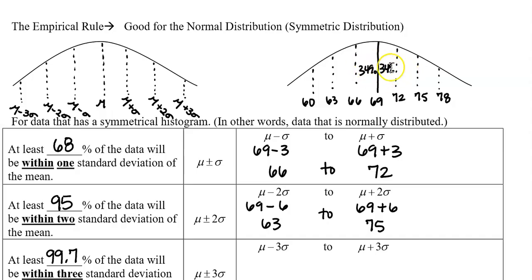Now we already have 68% of that data between the 66 and the 72. So to figure out how much is between the 63 and the 75, we will do 95 and subtract 68. 95 minus 68 gives us 27. And then I will divide that 27 by 2 to split that up between here. So there's 13.5% of the data there and 13.5% of the data there. And I got that 13.5 by doing 27 divided by 2.